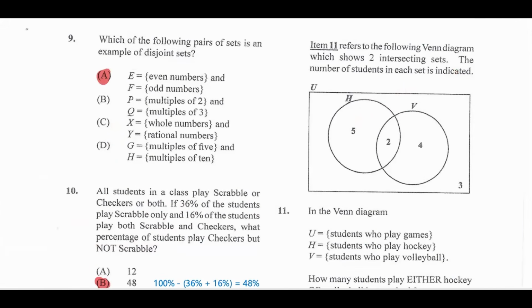So 11 again is another Venn diagram showing the intersection between H and V.